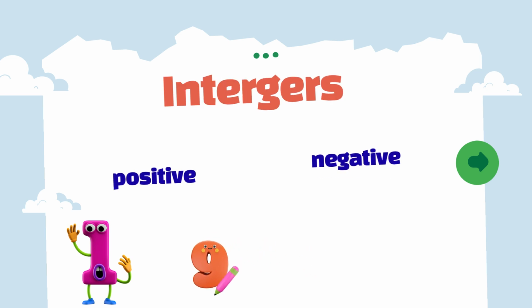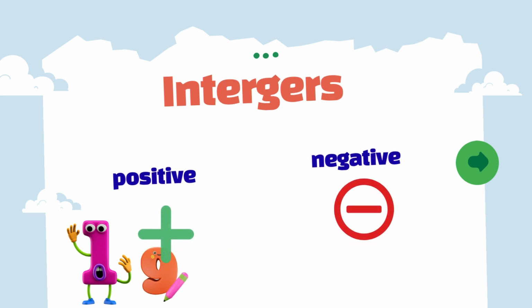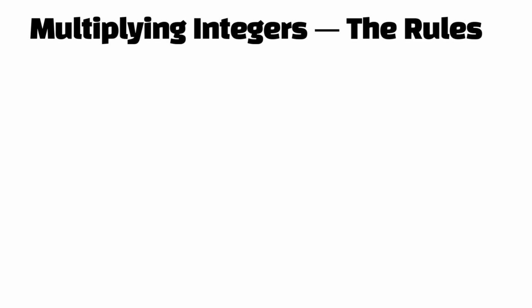Welcome back. Today we're unlocking the secret to multiplying and dividing positive and negative numbers, and it's easier than you think. Let's start with multiplication. There are just 3 simple rules to remember.